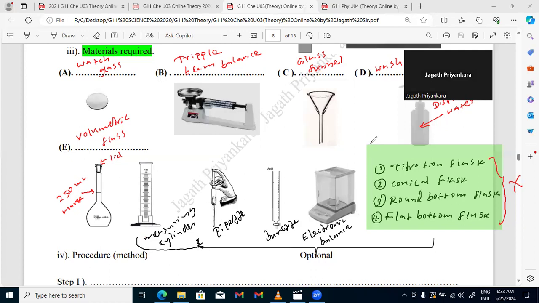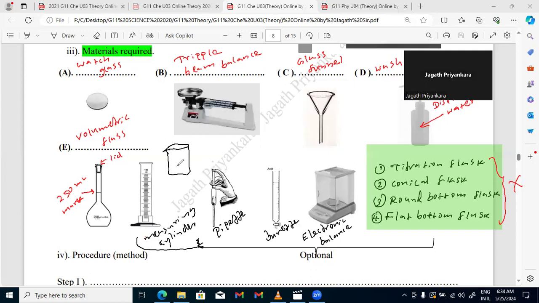Sometimes if you don't have a triple beam balance, you can use an electronic balance to measure 1 gram of NaOH. Now imagine a situation where you don't have a 250 ml flask. Instead, you have a 500 ml flask, or sometimes you have to prepare the solution in a separate beaker. You don't have the volumetric flask at all. You have only beakers in your school.